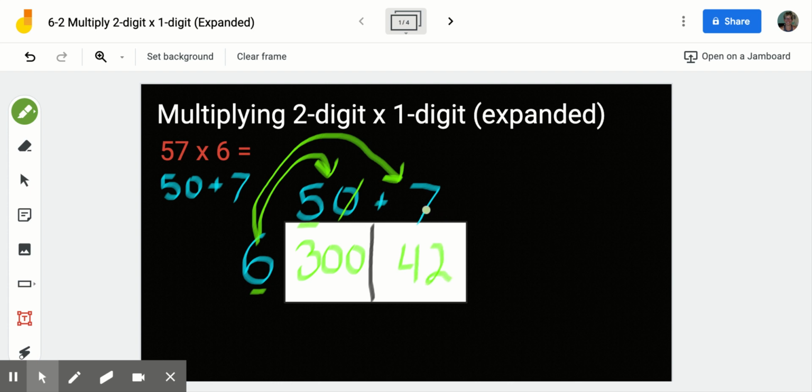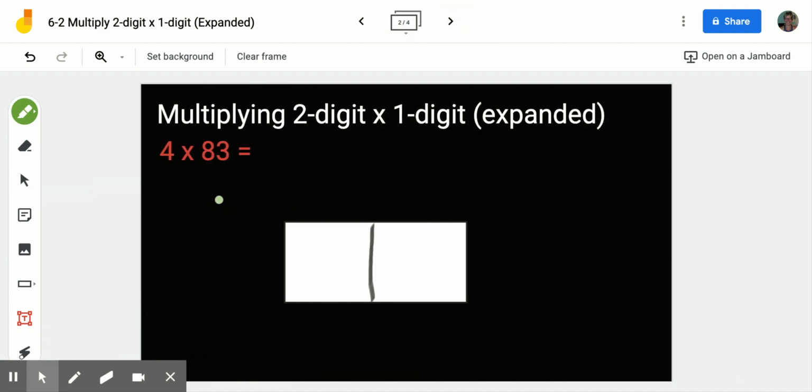Now, because I broke up that 50 and the 7, I have to add these two parts together: 300, and I can put it right underneath, plus 42 is equal to 342. So we're using these ideas of finding basic facts, estimating, and breaking numbers apart into expanded form. We're using all of that information that we already know to solve bigger problems like 57 times 6.